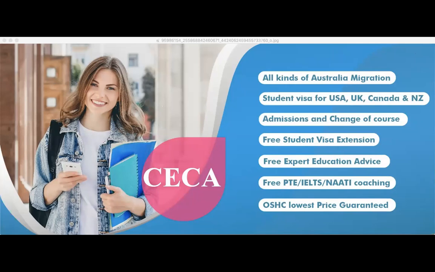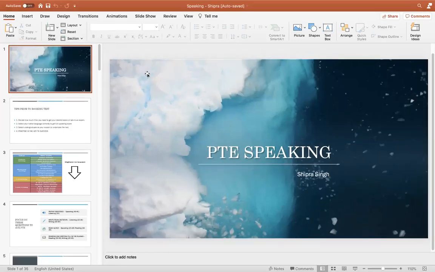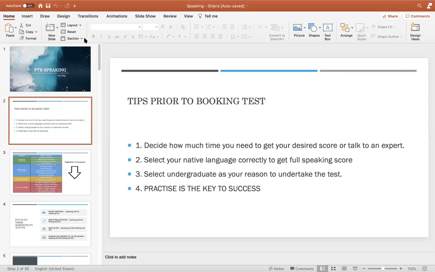Okay, for now, let's start with our PTE class. We'll start from where we stopped yesterday, so we'll resume the class. We were discussing speaking describe image. So I would go over the basics again, what is speaking, what is PTE. Let me just pull out the slide. Okay, so today we are going to discuss PTE speaking, and this is the most important module of your PTE.